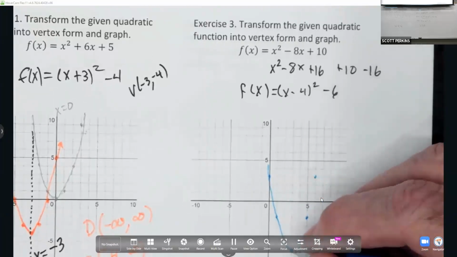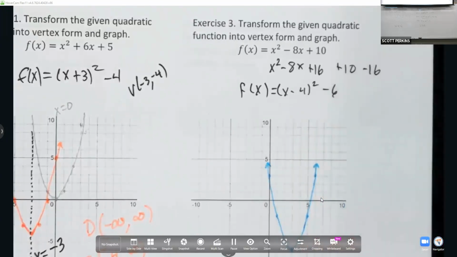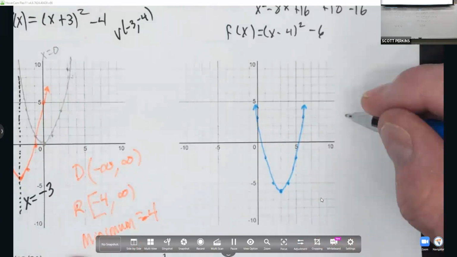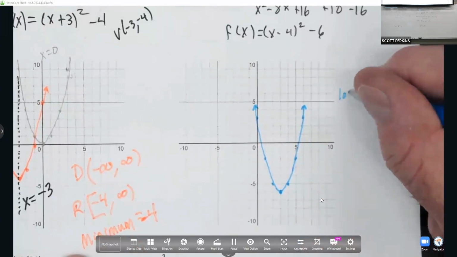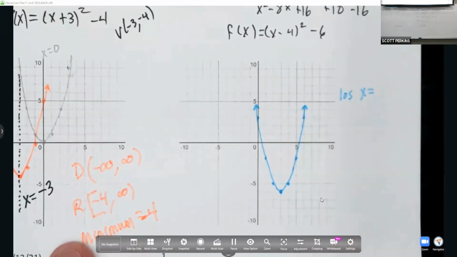And so let's answer those questions again. What's the line of symmetry? I'm going to abbreviate it LOS. The line of symmetry is x equal to what value?